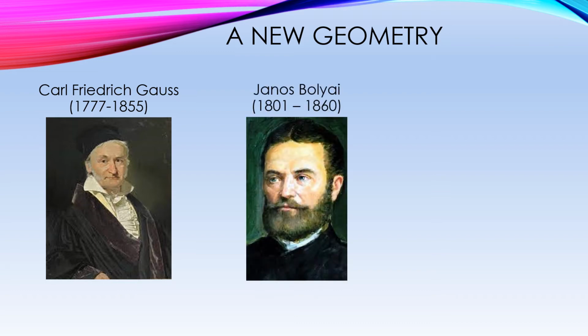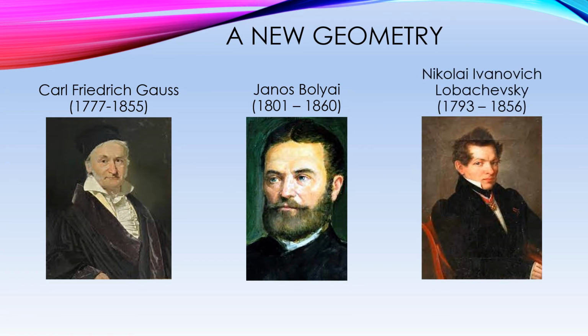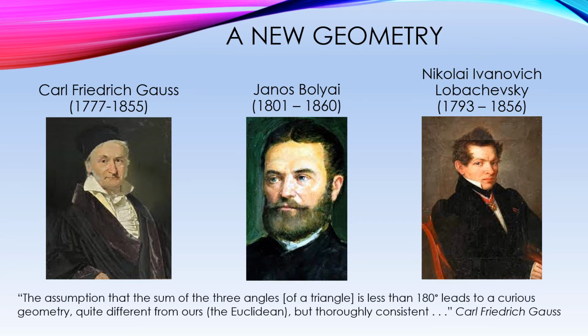János Bolyai and Nikolai Ivanovich Lobachevsky also independently discovered hyperbolic geometry. In their work, Euclid's axioms, postulates 1 through 4 and propositions 1 through 28 held true. In a letter to János Bolyai's father, Gauss said, the assumption that the sum of three angles of a triangle is less than 180 degrees leads to a curious geometry, quite different from ours, the Euclidean, but thoroughly consistent.